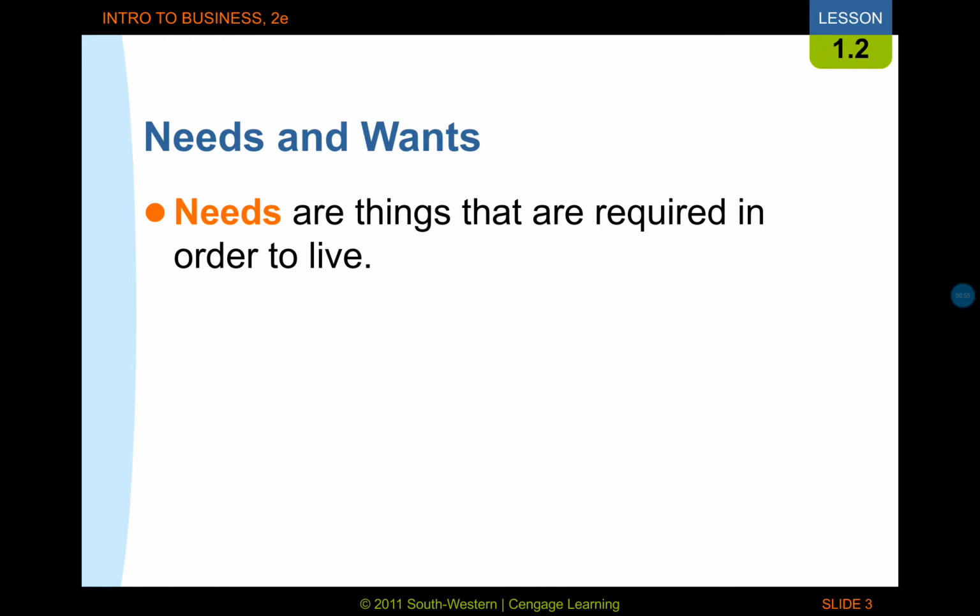Needs. Needs are things that are required in order to live. Some examples of needs would be your food, water, clothing, housing, things you need to live and survive.